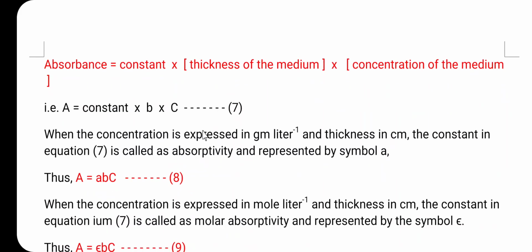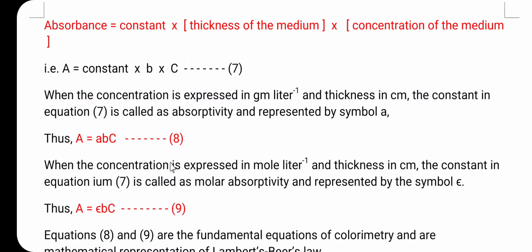So, here when the concentration is expressed in terms of grams per liter in the equation 7 and the thickness in centimeter, then in the equation 7 the constant is called the absorptivity, and it is represented by the symbol small a. So, here equation 7 can be written as capital A, that is the absorbance, is equal to small a into B into C. Here capital A is the absorbance, small a is the absorptivity, B is the thickness or the path length, while C is the concentration. This is the equation number 8.